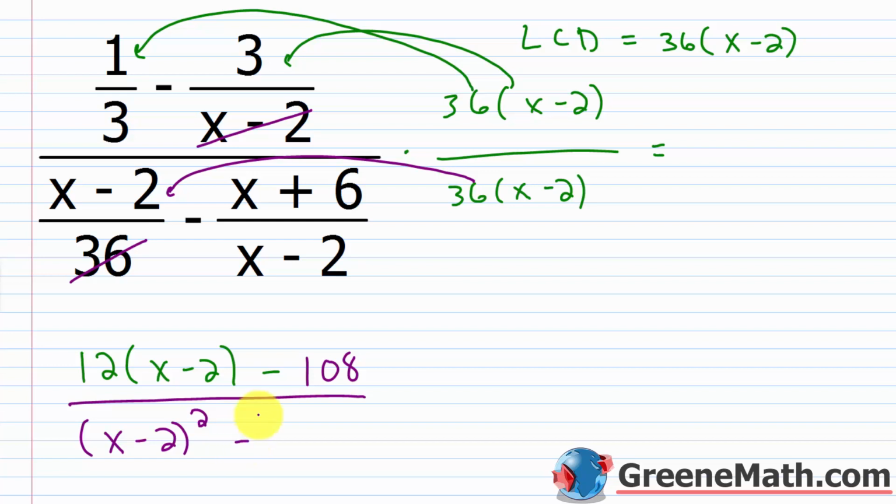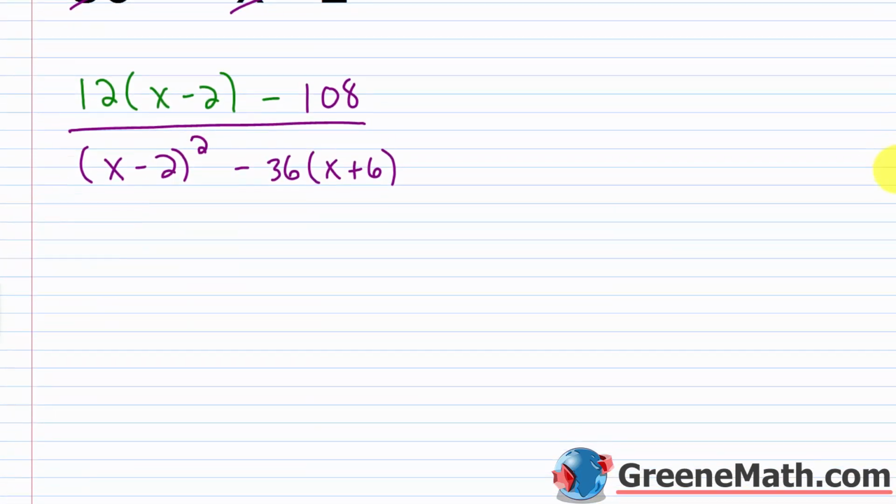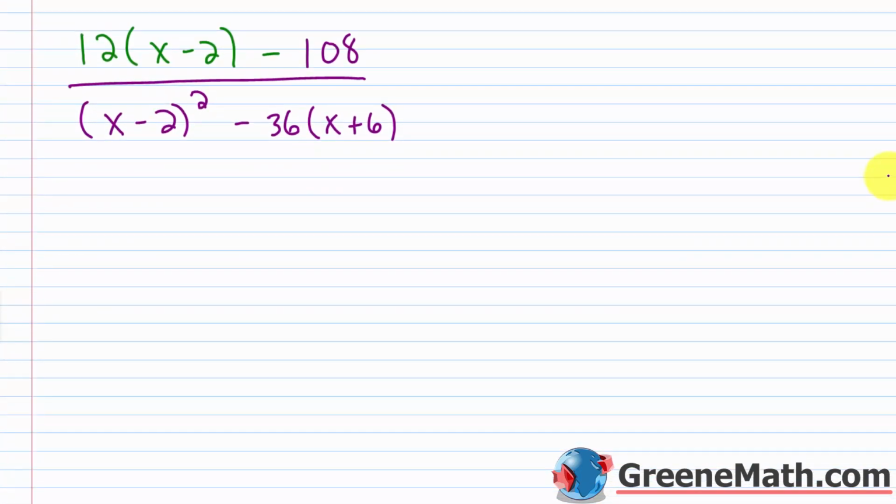Then you have minus. If this multiplies by this, the x minus 2 would cancel with the x minus 2 there. And essentially what I would have is 36 times the quantity x plus 6. Okay? So now that we've set this up, let's kind of scroll down. And we're just going to simplify now.